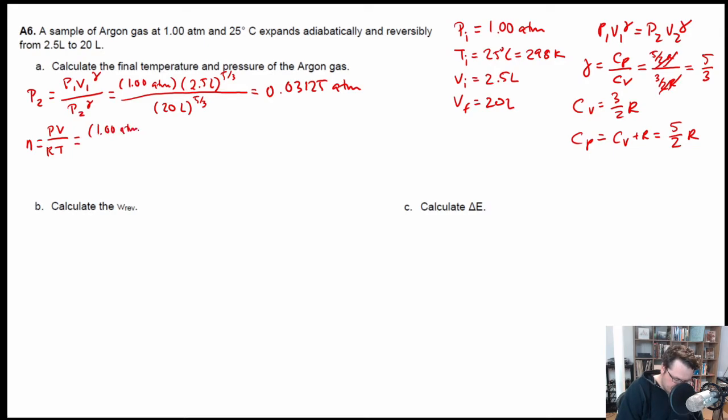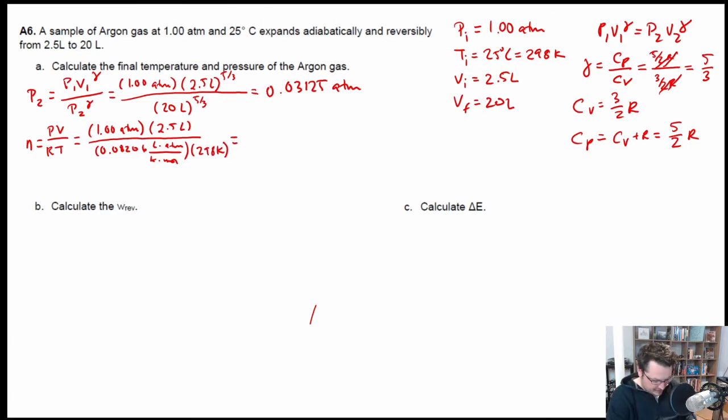The initial pressure is 1.00 atmospheres, and the initial volume is 2.5 liters. Divide that by R. In this case, we're going to use the R that would cancel out all of those units, so that's 0.08206 liters atmospheres over Kelvin moles, times the temperature, which is 298 Kelvin.